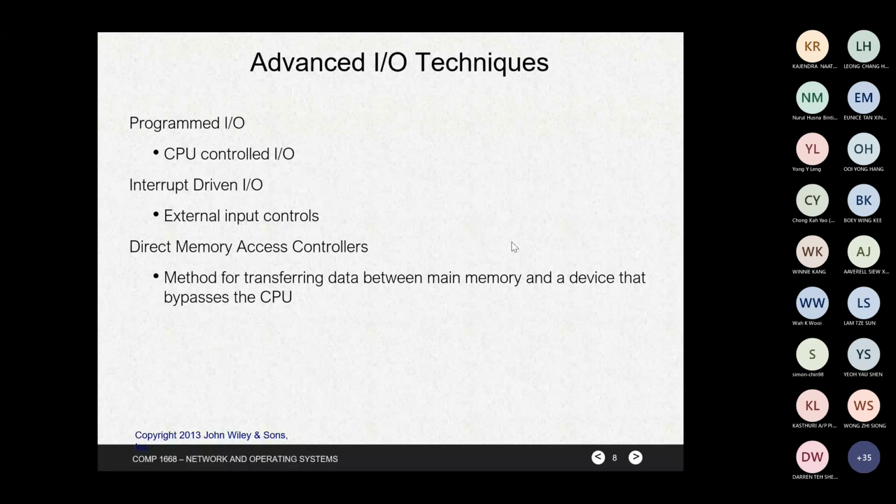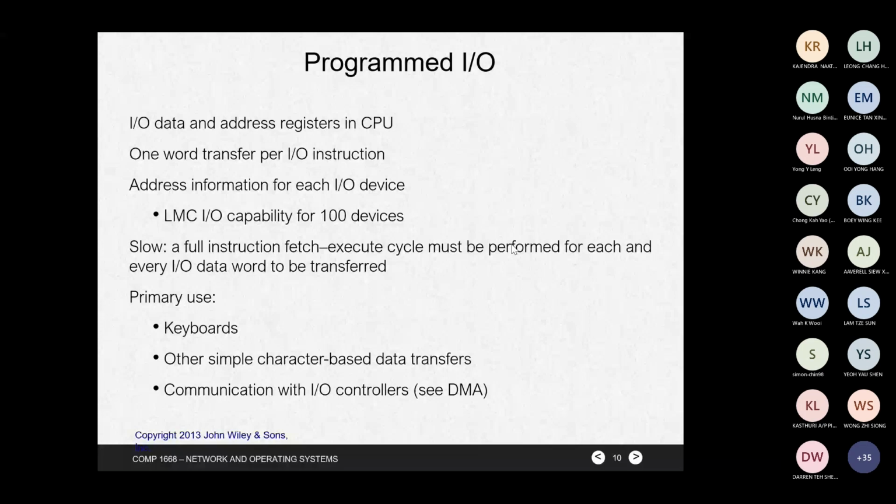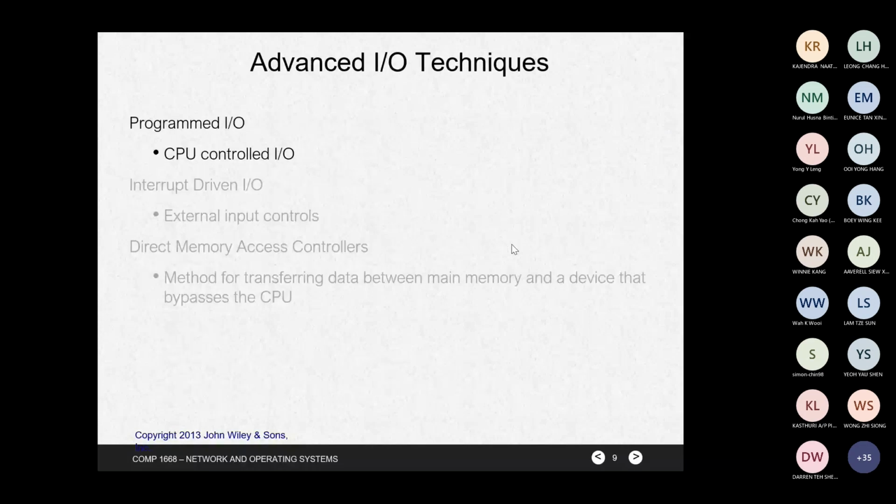So with that, let me move on to our discussion on I/O controller, which comes under the program I/O.